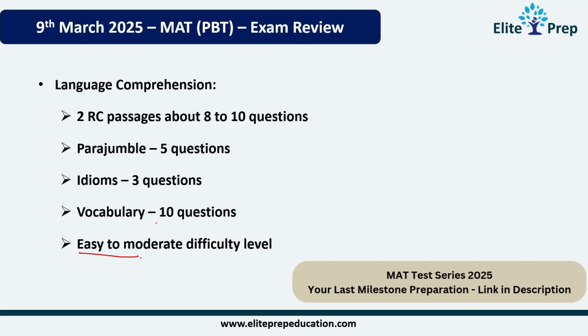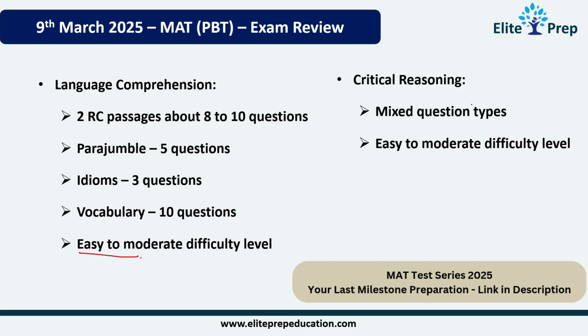Next section was critical reasoning. This was also a very easy section, and many students said they attempted a good number of questions. It had mixed question types: statement, conclusion, assertion, reasoning, blood relations, direction testing, classification, seating arrangement. Almost every type of question was asked, and this was easy to moderate level, mostly easy I can say. These are the 2 sections which made up the students' marks, I think, for this PBT test. These 2 sections were very easy.